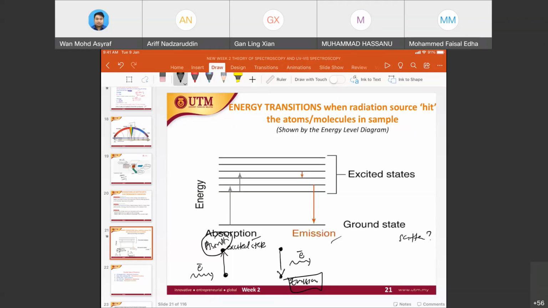Okay. Setakat sini faham tak in terms of absorption and emission? Faham. Faham ya?